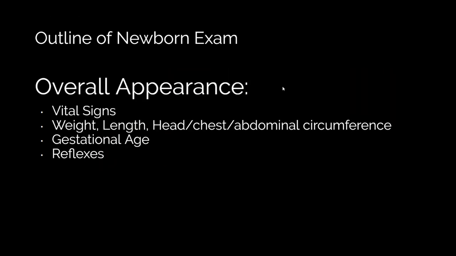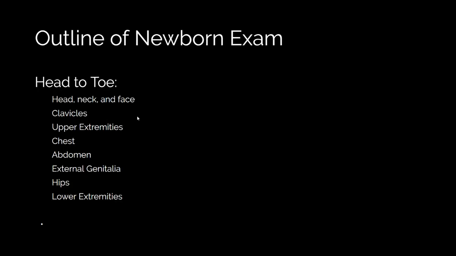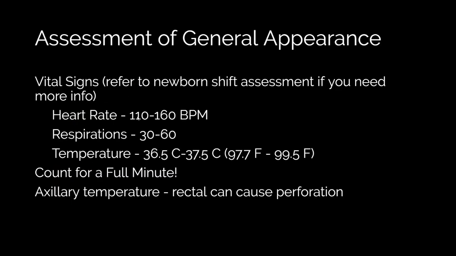You start with overall appearance, not really different from how you assess an adult patient. You go from airway, breathing, and circulation, which is your vital signs. And then, you do some general measurements. And then we start to go in a systematic way from head to toe, unless we find a problem. And then we do a more focused assessment, really very similar to how you would assess an adult. So general appearance, we start with vital signs.